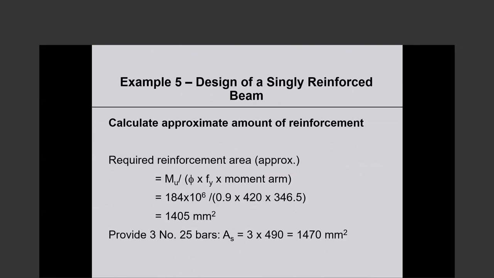Then the required reinforcement area is going to be the M sub U of 184 kilonewton meters divided by phi of 0.9, F sub Y of 420 MPa, moment arm of 346.5 millimeters. That gives us 1405 square millimeters. So if the lever arm is 90% of effective depth, then we need 1405 square millimeters of reinforcement.